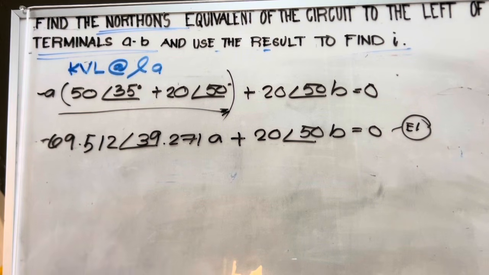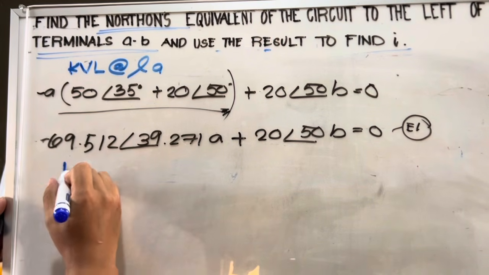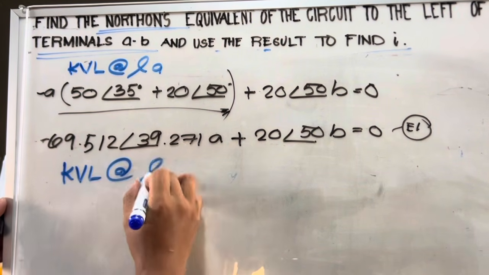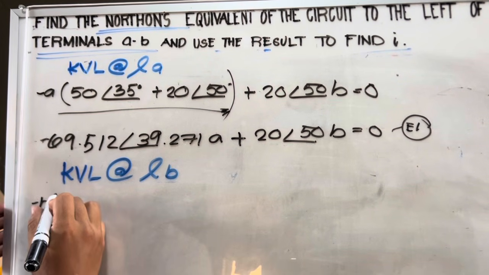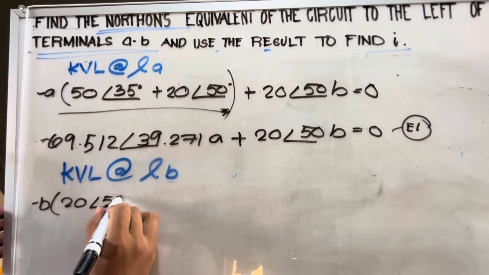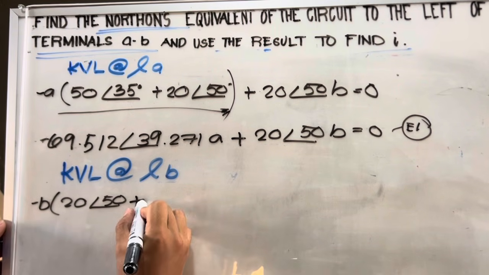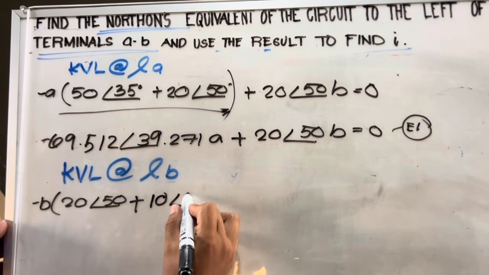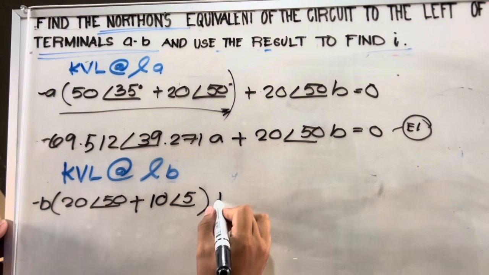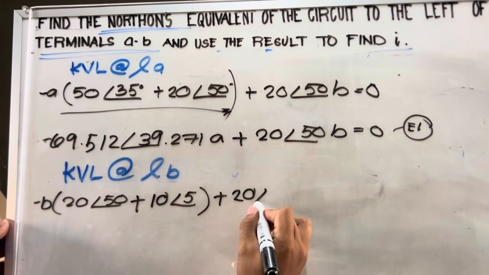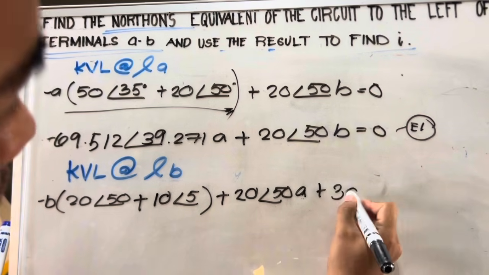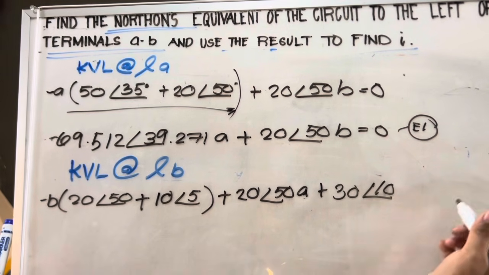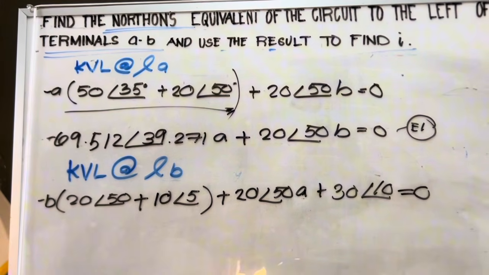Next is KVL at loop B. In KVL at loop B, we have negative B times 20 angle of 50 plus 10 angle of 5 plus 20 angle of 50 again times A plus 30 angle of 10 is equal to 0.